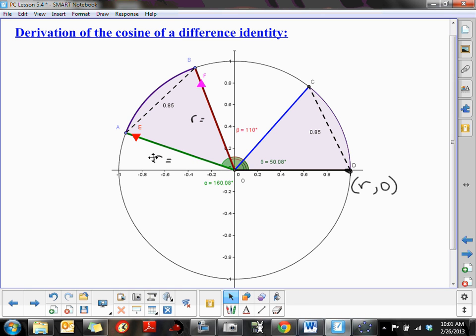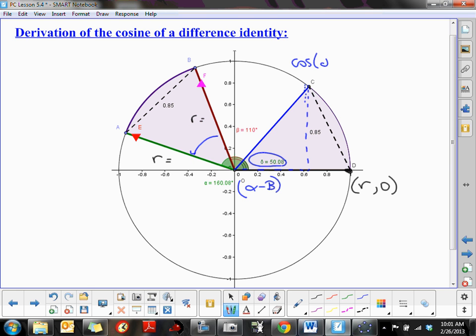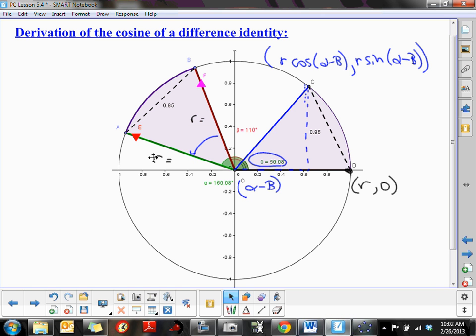Then when I go to point C, what I want to do is describe the coordinate of point C using sine and cosine. Well, our angle is alpha minus beta. That's what that angle was. We calculated it from the difference of those two angles over here, which is about 50 degrees. So we're going to use the cosine of alpha minus beta times r as the x-coordinate of our ordered pair C, and r times the sine of the angle, which is alpha minus beta, would be the y-coordinate of point C.